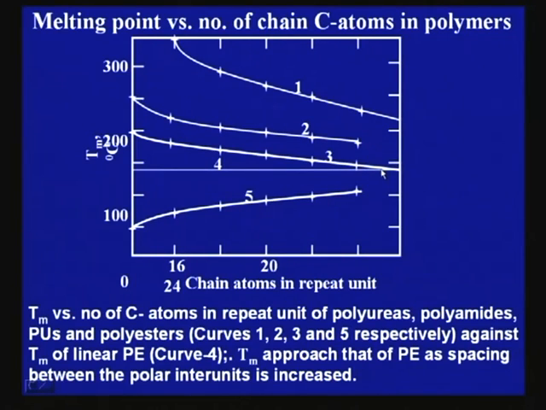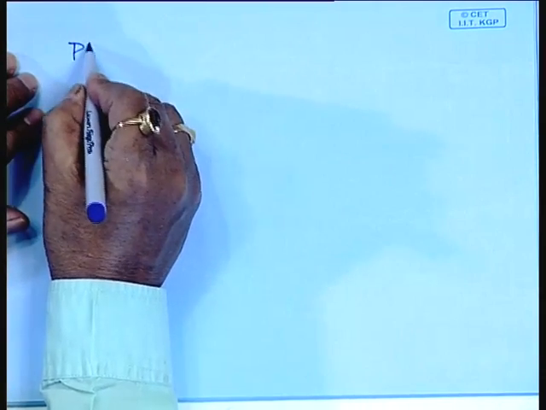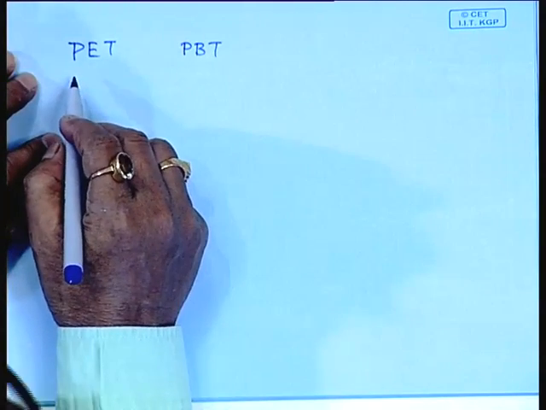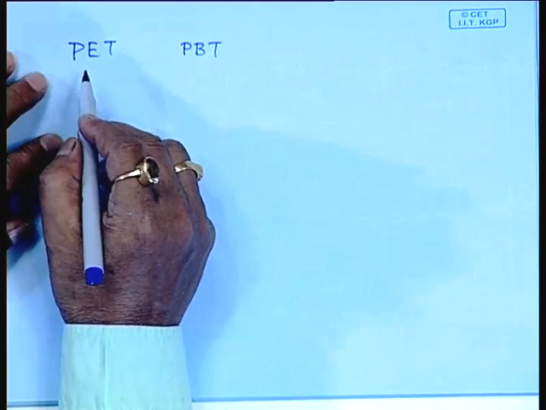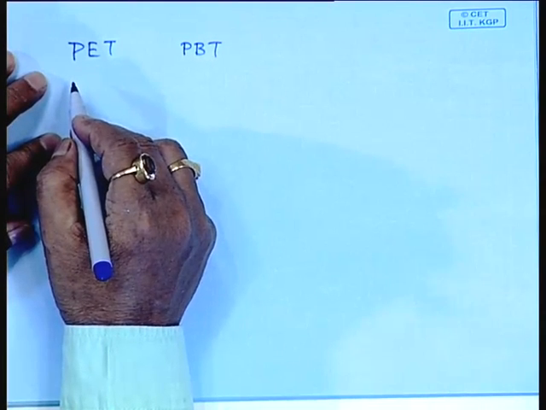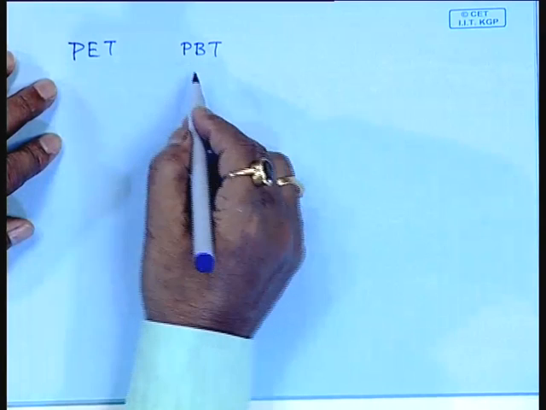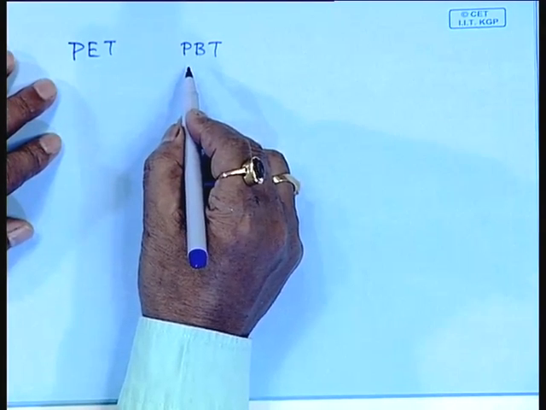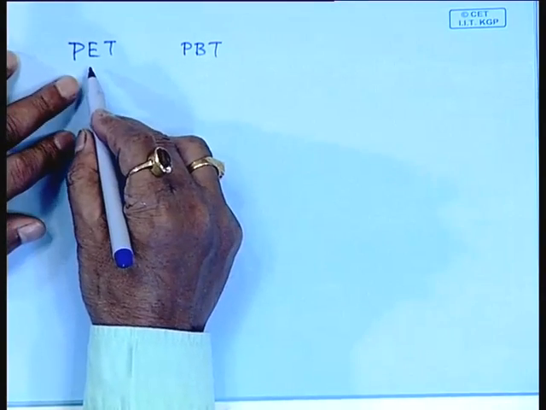That means if there is a change in the spacing between the functional groups, then the melting temperature is affected. I give you a simple example. Say you consider PET and PBT. PET is polyethylene terephthalate. That means the glycol is ethylene; there are 2 carbon atoms in the glycol part. Polybutylene terephthalate has 4 carbon atoms in the glycol part. So, there is a difference of 2 carbon atoms from PET to PBT.